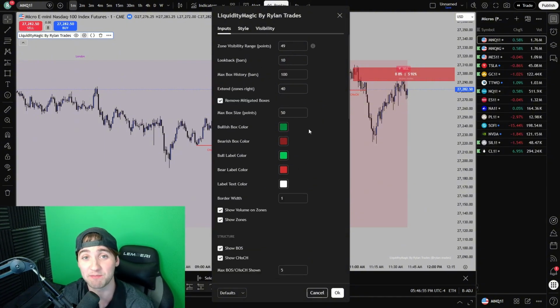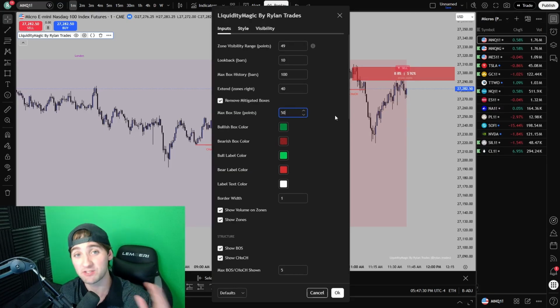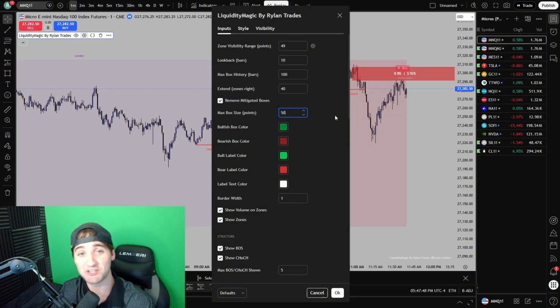However, keep this in mind. This indicator works for any market: futures, forex, stocks, you name it. However, when it comes to the stock market, it depends what kind of stock you're trading. So the max box size, you've got to make sure you lower this, okay? The price on a specific stock could be lower than the whole index on NASDAQ futures. Does that make sense? So just make sure you adjust the max box size if needed.